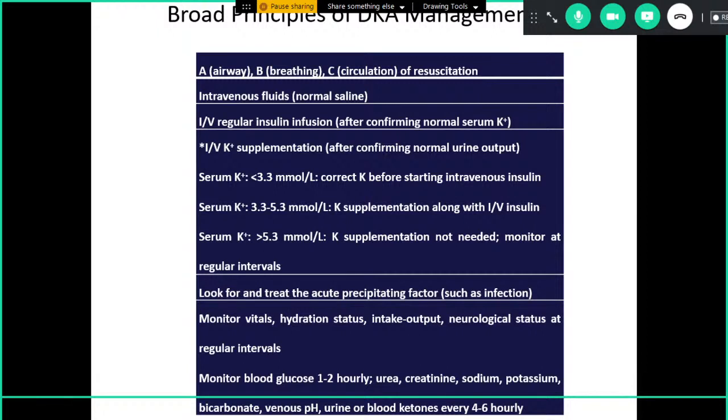So if you have low potassium, you must supplement with potassium before you start insulin. If you have normal potassium, you can start potassium supplementation along with insulin. If you have high potassium, don't give potassium, just start the insulin, but keep a watch on the potassium levels, right? So ABC plus fluid plus insulin plus potassium, right? Look out for and treat the acute precipitating factor. Monitor the vitals, monitor glucose 1 to 2 hourly, monitor electrolytes and pH every 4 hourly. It's a very labor-intensive job to manage a patient with DKA.